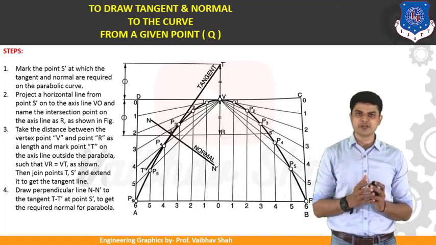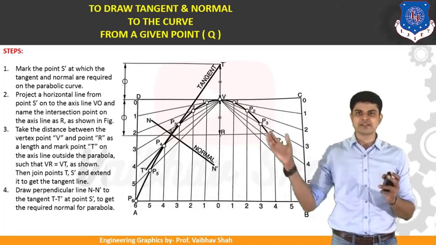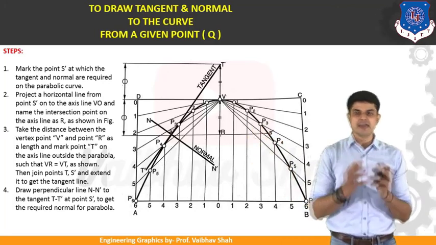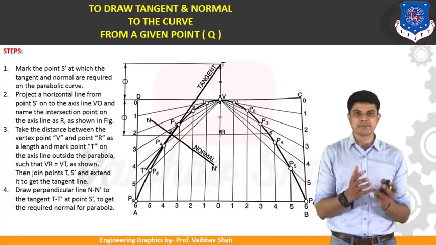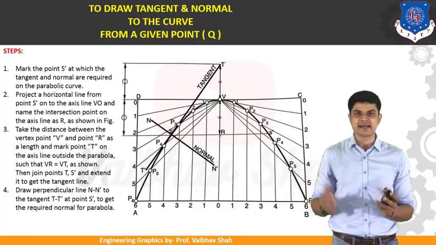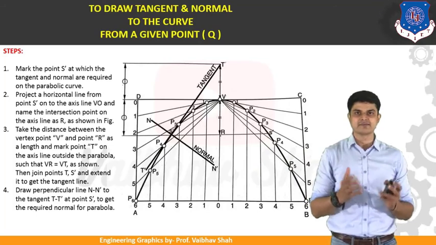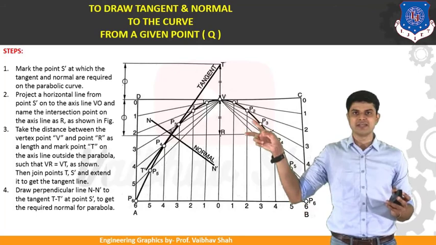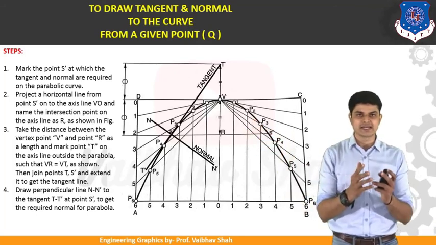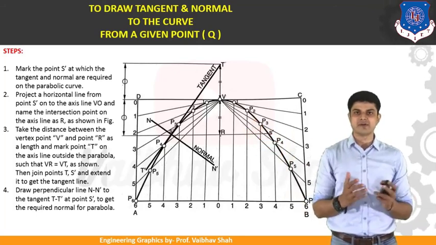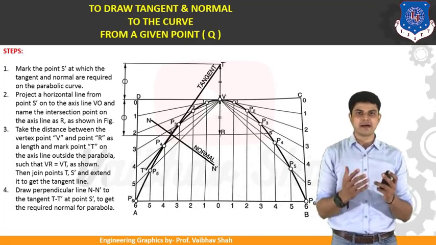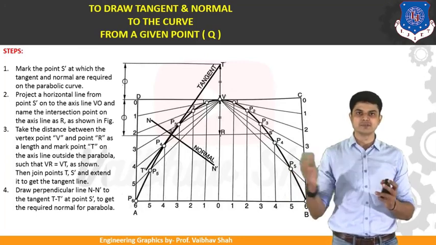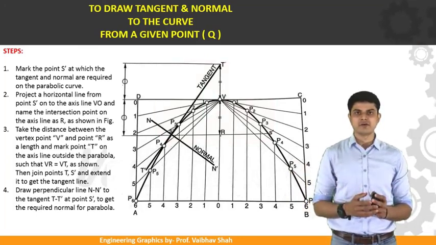After having your T dash point, you should draw one line from T dash passing through your S dash, and you will be having one line generated which will give you a tangent T dash. Thereafter, we should simply draw a 90-degree line to this tangent line in order to get your normal ready, which is nothing but N dash. So it is very easy. You are just reproducing the dimension of VR on the opposite side of your vertex, and you will be having your tangent and normal ready. So whenever you are having your parabola drawn by a rectangle method or by a parallelogram method, you can use this method. So that is all from my side.